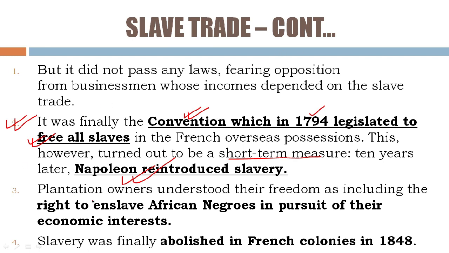Now let us see the next point. Plantation owners understood their freedom as including the right to enslave African Negroes in pursuit of their economic interests. Now this is a very bad thought developing in the merchants, the plantation owners. They were developing a thought that it was their freedom and right to enslave African Negroes in pursuit of their economic interests. And we see that slavery was finally abolished in French colonies in 1848, which is the 19th century.